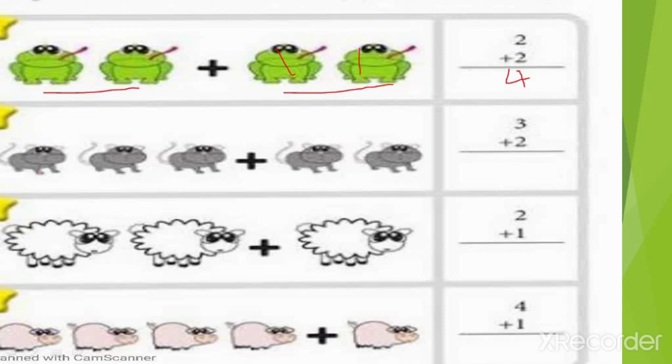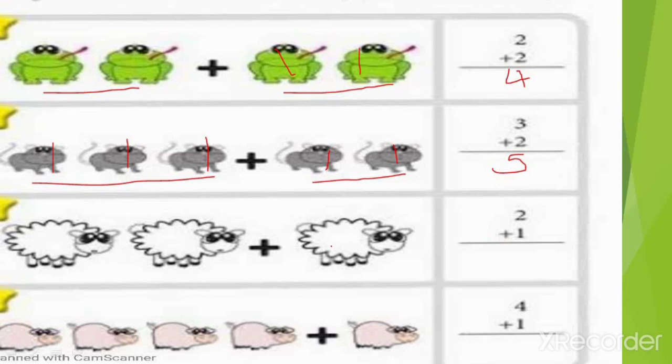Now here we have the sum 3 plus 2. Look, these are 3 objects. 1, 2 and 3. And now what we have to do? We have to add 2 more to it. After 3, there comes 4 and 5. What should we write here? 5. Okay? Now this is the sum 2 plus 1.